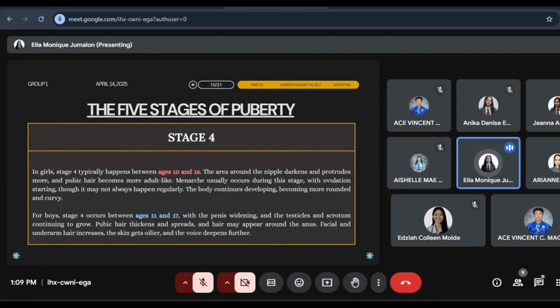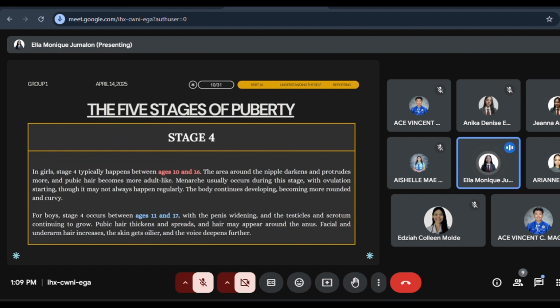Girls may be between ages 10 and 16 in this stage. The area around the nipple gets darker and sticks out more. Pubic hair looks more adult-like, and the body keeps changing as it becomes more rounded and curvy. If it didn't happen in stage 3, menarche should start now. Ovulation may begin, but it might not occur every month. It's possible to have regular periods even if ovulation doesn't happen each cycle.